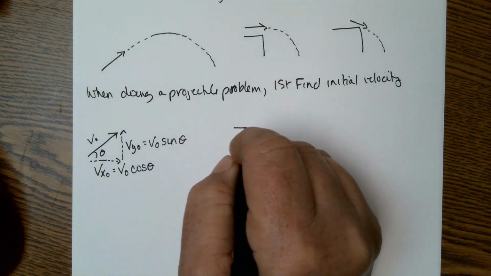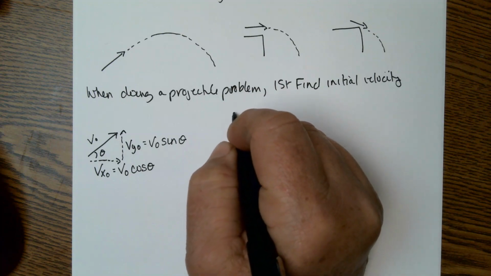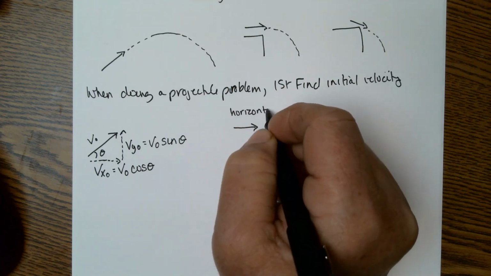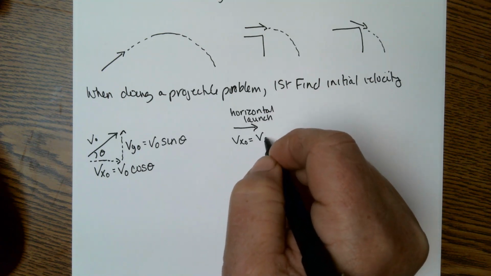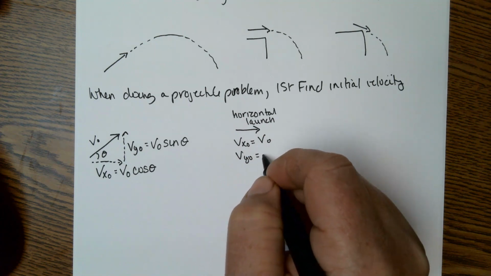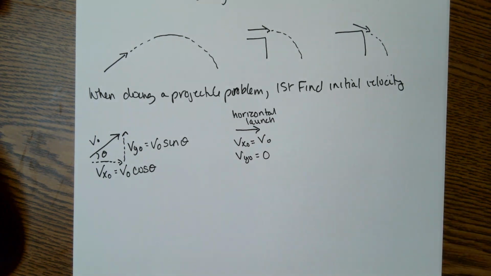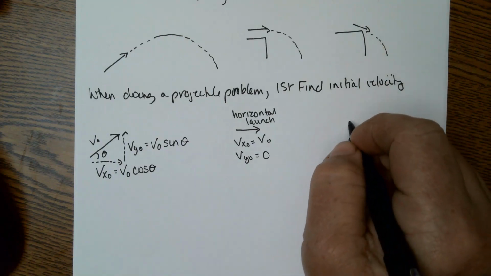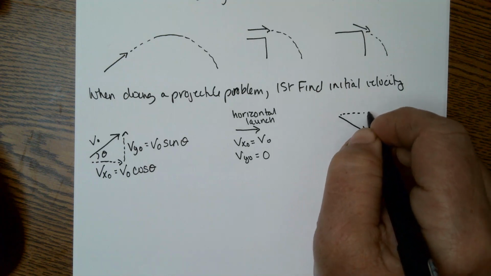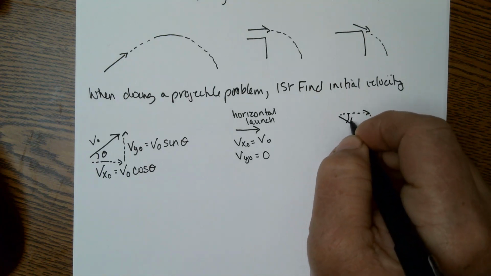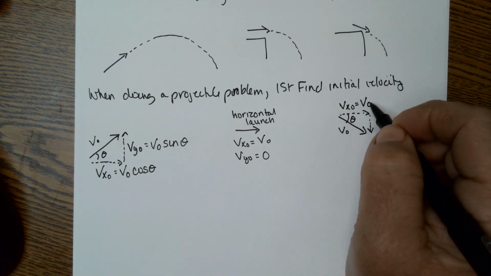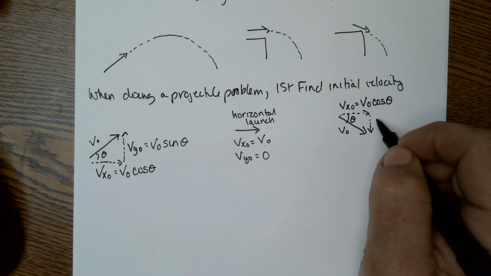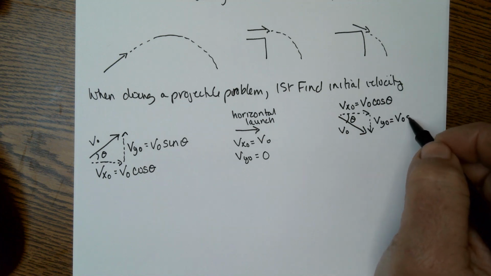On this one, since we're shot straight forward, a horizontal launch, the Vx naught is going to be V naught. The Vy naught is going to be 0, because I'm not shot upward or downward, I'm only shot forward. And then this one, I'm shot like this, and it's the same thing. Vx naught is V naught cosine of the angle, and Vy naught is V naught sine of the angle.